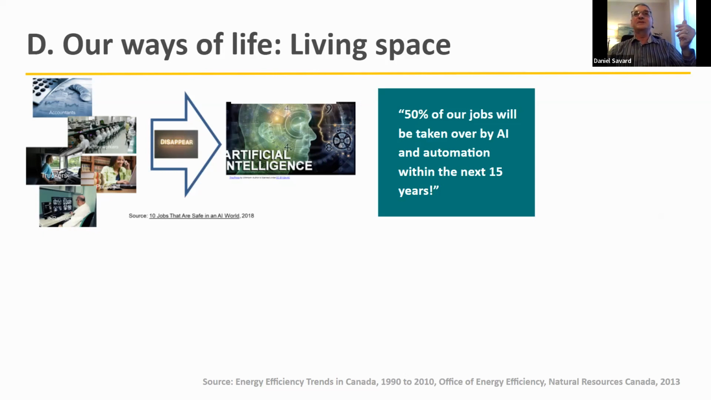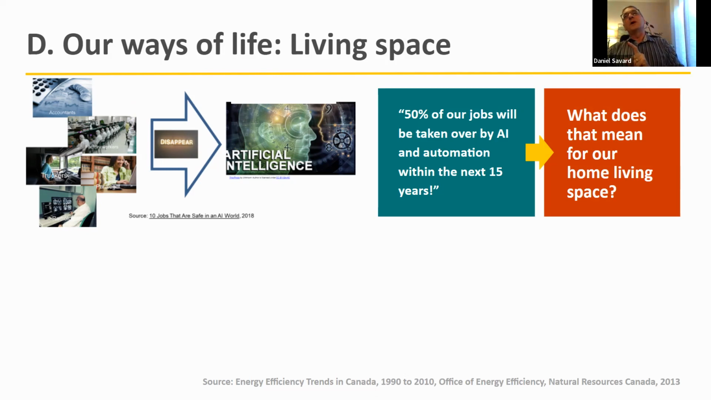Research has shown that 50% of our jobs will be taken over by AI and automation within the next 15 years. That was a study done in 2018. But what does it mean for our home living space?